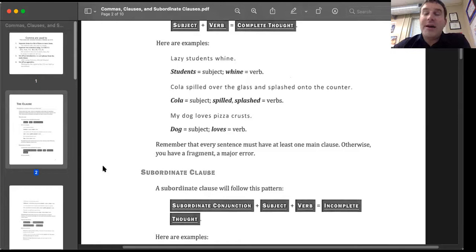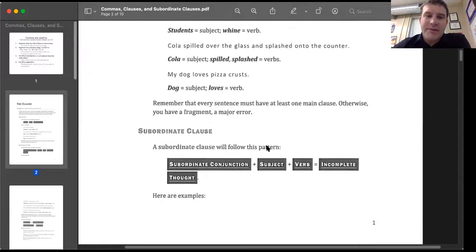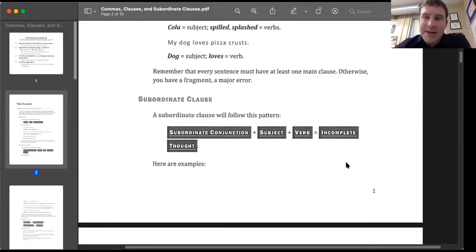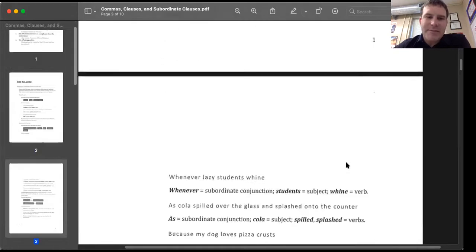Now let's talk about complex sentences. Let's talk about the subordinate clause. A subordinate clause will follow this pattern. You have the subordinating conjunction, subject, verb, and that creates an incomplete thought. It doesn't really go anywhere. You need to attach it to an independent clause for it to make sense.